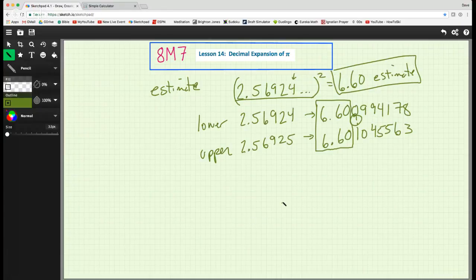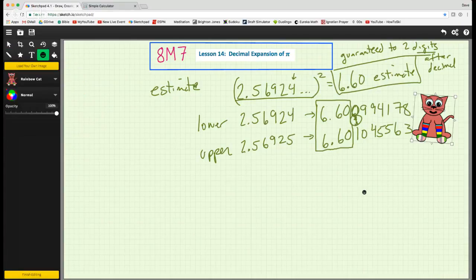Hopefully this is making sense. So you can say that's guaranteed to 2 digits, right? I can't go 3 digits because I don't know if my third, when I say 2 digits, I mean 2 digits after the decimal, I can't go to this third digit after the decimal because I don't know if it's a 0 or a 1. So let's just take some time and put down a happy cat.